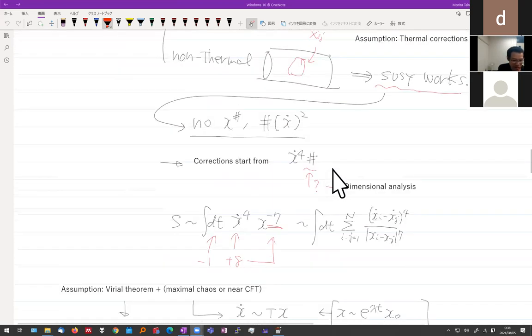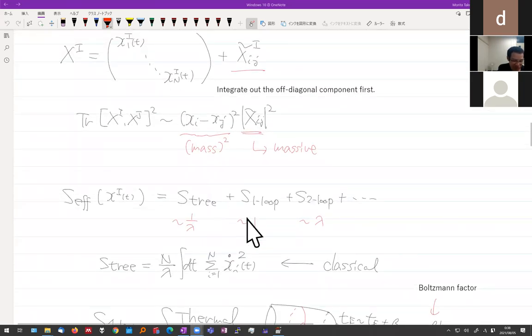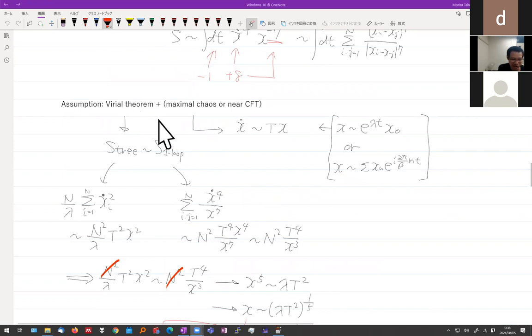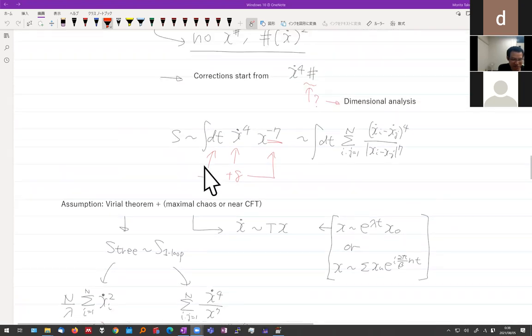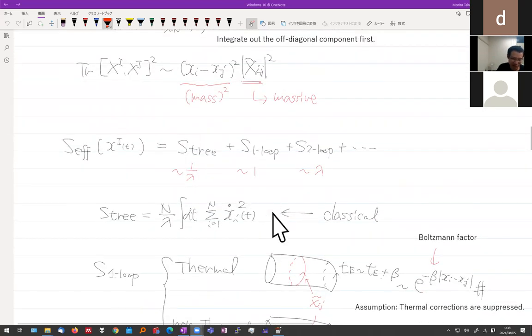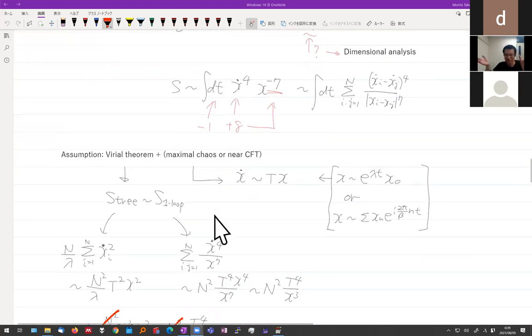So now we got some classical part and one loop term, and here I just assume that some virial theorem is satisfied. This virial theorem usually tells us that the kinetic term and interacting term become the same order. So this type of interaction is a sort of interaction between D-branes. This classical part is nothing but a kinetic term of the D-brane. So it is natural to expect that for some stable configuration, this tree part and this one loop or interacting part become the same order.